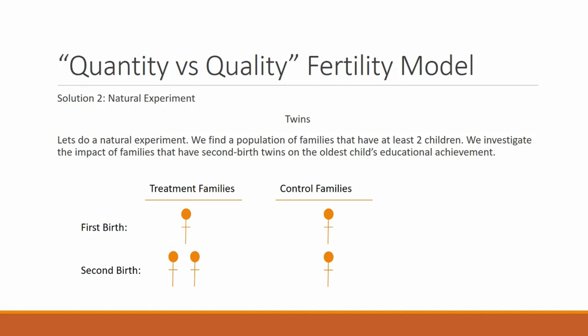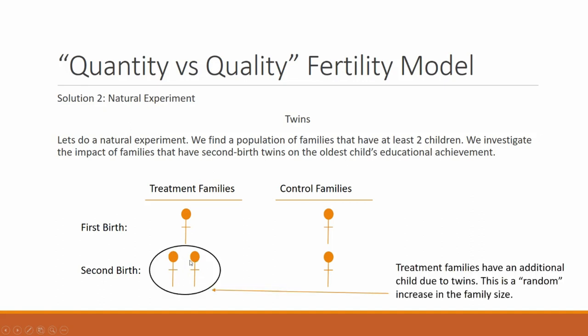What we can do is find a population of families that have at least two children. And then we investigate the impact of families that have second birth twins on the oldest child's educational level. Let me be clear. We're basically going to have treatment families and control families. All the families in our sample are going to have a firstborn child, and they're all going to have a second birth. But our treatment families are going to be families in which that second birth was a pair of twins. And we can say that parents have twins randomly.